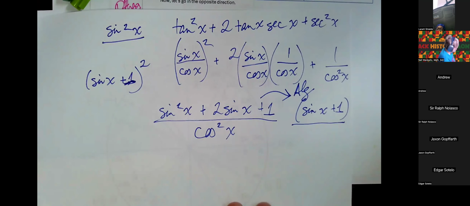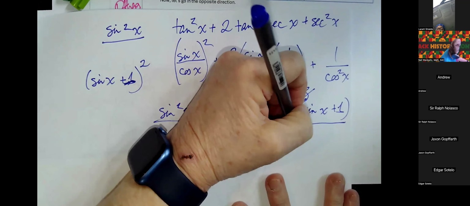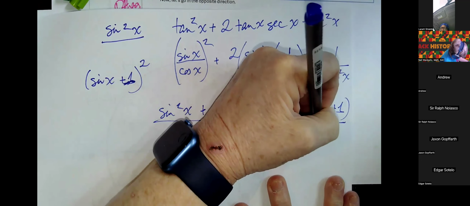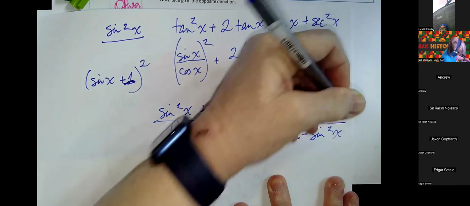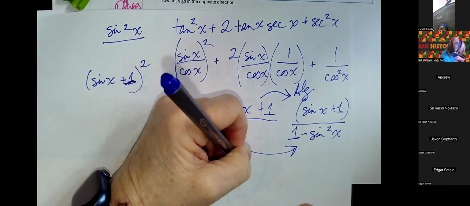What can we do to rewrite the denominator so that we're closer to the goal? We also have cosine squared x. You could also equal that to 1 minus sine squared x. Yes. This is a Pythagorean identity.